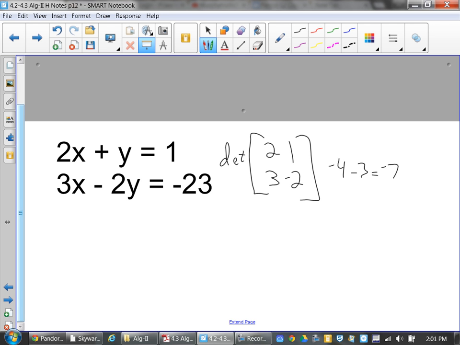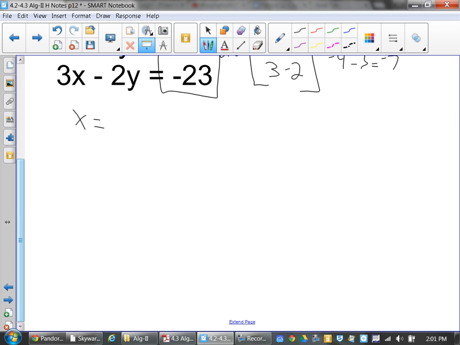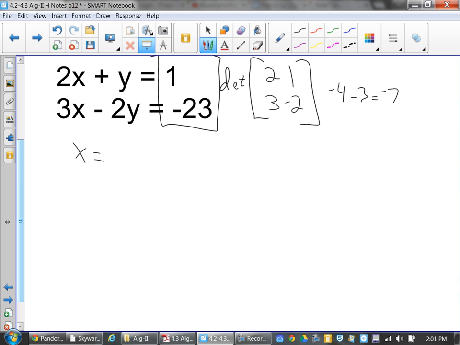Do you guys agree that I have 2 possible solutions? Yes. I'm going to take that solution, and you see how it's lined up like a column? Yes. I'm going to solve for x, and in order to do that, x is going to equal, well, in my original matrix, I had it as 2, 1, 3, negative 2. I'm going to take these values, the 1 and negative 23, and replace them in the x column, and keep the y column. Because I'm solving for x, I'm going to put the answers in the x column.